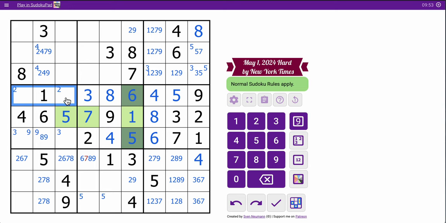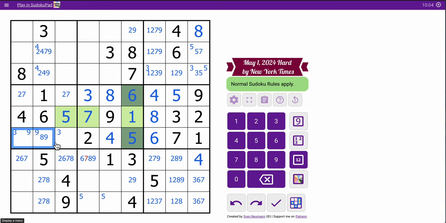So there's a pair in row four, like that. Now that's a triple. That's not three. Three, eight, nine. Well, that can't be nine. That can't be eight. Lovely.